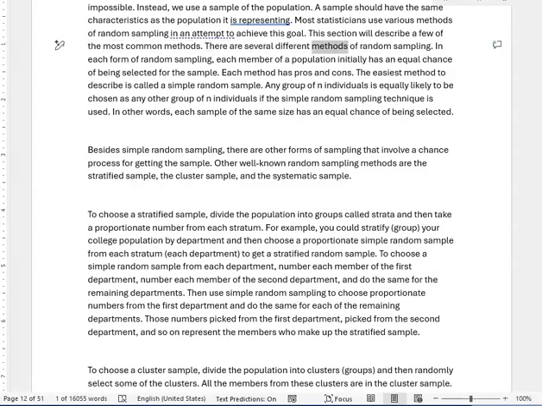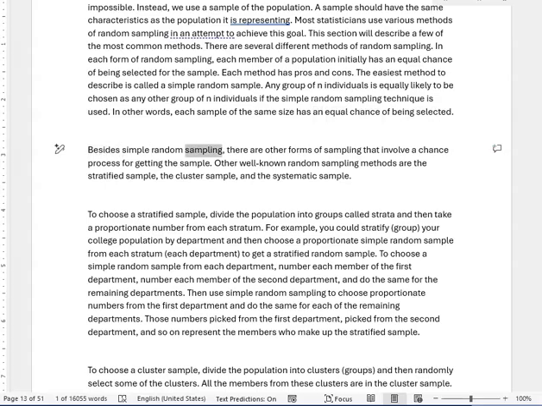There are several different methods of random sampling. In each form of random sampling, each member of a population initially has an equal chance of being selected for the sample. Each method has pros and cons. The easiest method to describe is called a simple random sample. Any group of n individuals is equally likely to be chosen as any other group of n individuals if the simple random sampling technique is used. In other words, each sample of the same size has an equal chance of being selected.